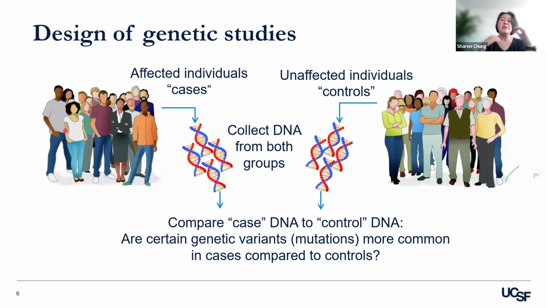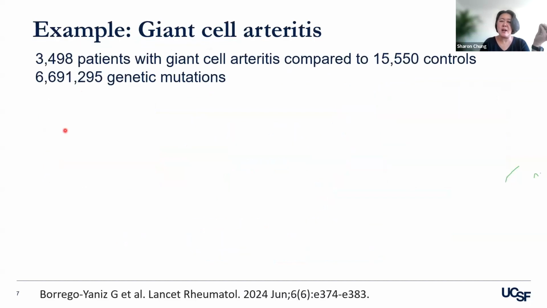And this has been done for all different types of vasculitis. I'm just going to go through one of these genetic studies that was published recently, published in June of this year in giant cell arteritis, as an example of the types of results we can see and what we can learn about them. So in this study of giant cell arteritis, they examined DNA from about 3,500 patients with giant cell arteritis, and they compared it to the DNA from about 15,000 controls, so 15,000 people without giant cell arteritis.